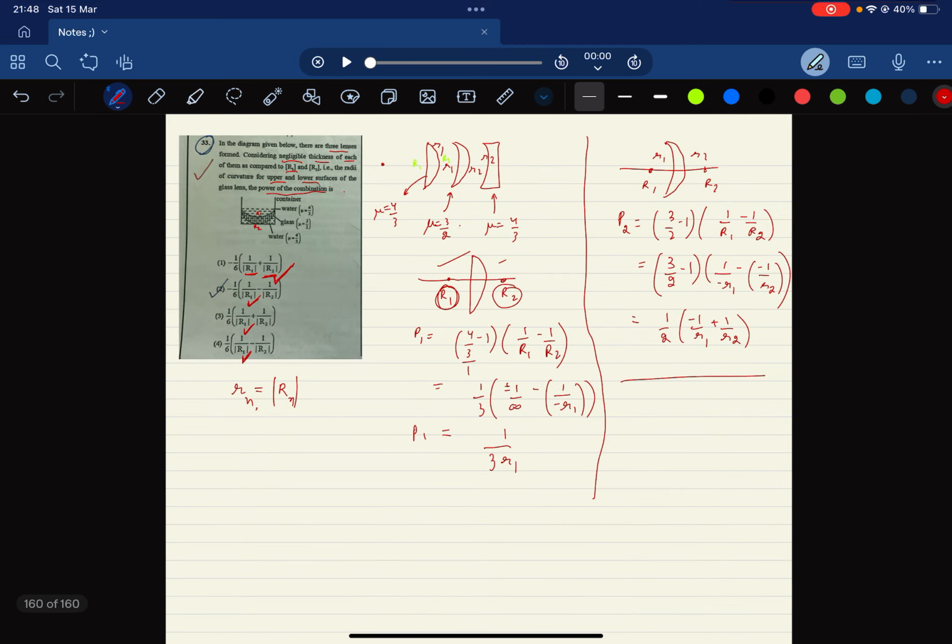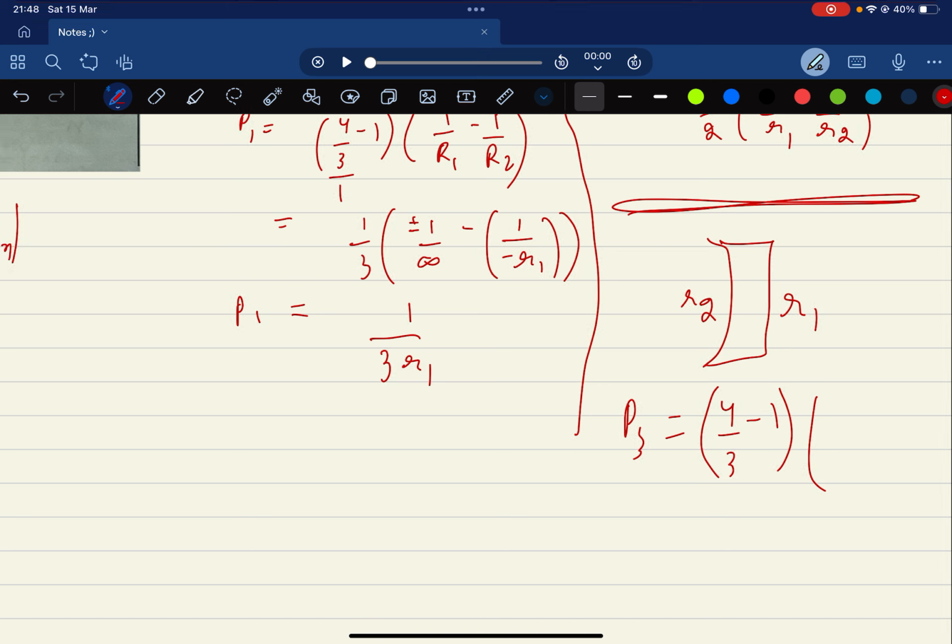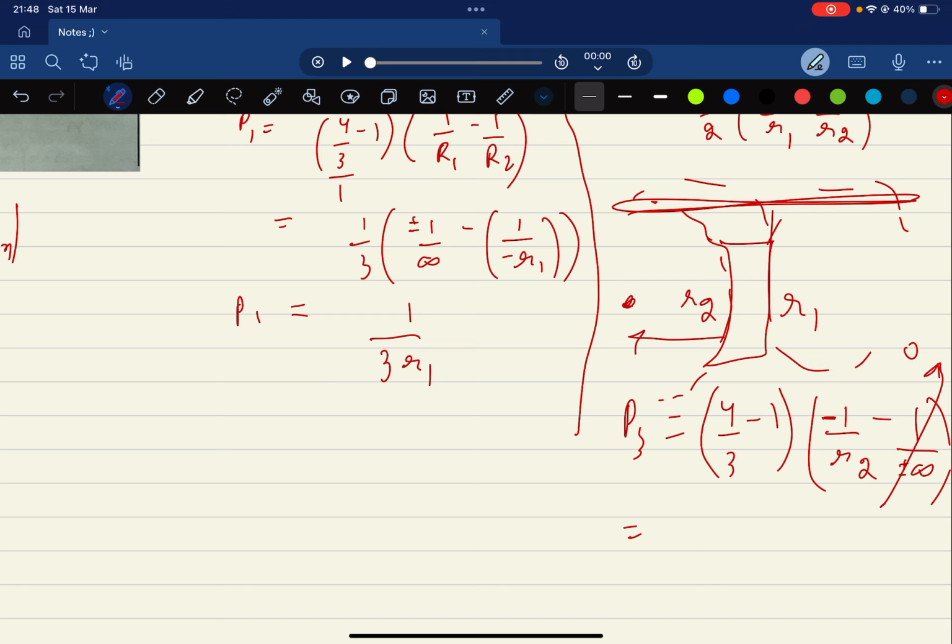Similarly for the third, which is this lens here, P3 is 4 by 3 minus 1, R1 which is R2 in this case, so it will be 1 by R2, and it will be minus because the radius of curvature is leftwards, plus and minus infinity. We don't know what side this circle will be, so it is 0, so it will be 1 by 3 minus 1 by R2.